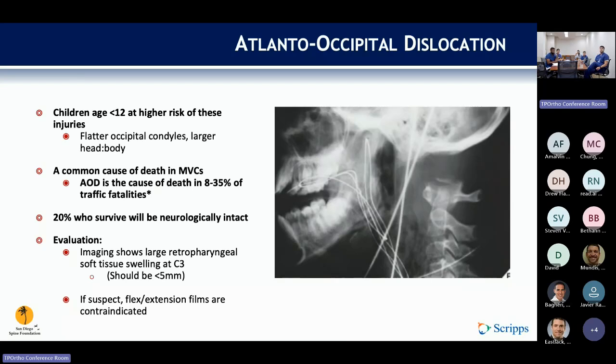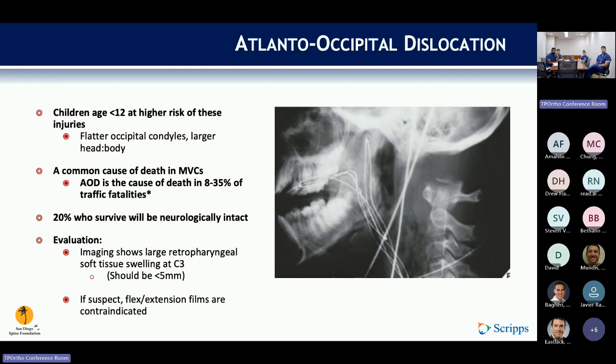So Atlanto-occipital dissociation, this used to be essentially a death sentence, but we've gotten better at recognizing them and treating them more appropriately. Children are at higher risk of these injuries, particularly in the high energy mechanism due to, as I said previously, their anatomic features. And it's important to note that, again, this used to be a very devastating diagnosis, and it was the cause of death in as high as 35% of traffic fatalities.